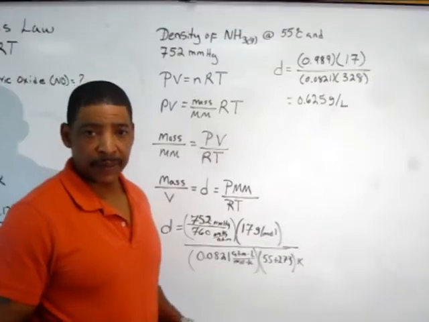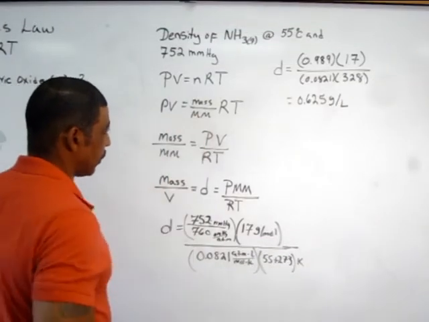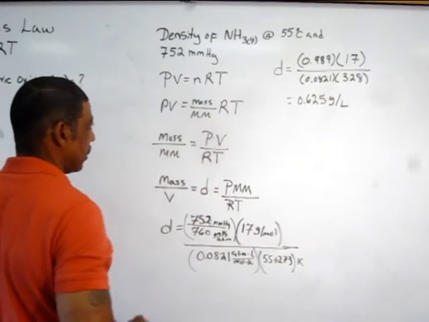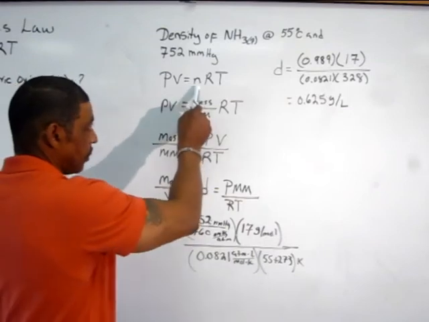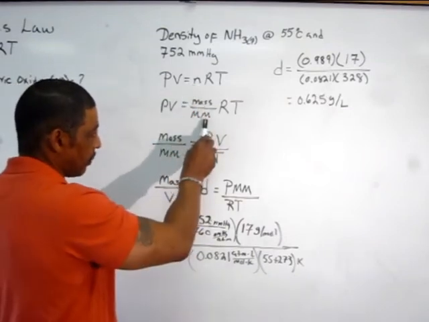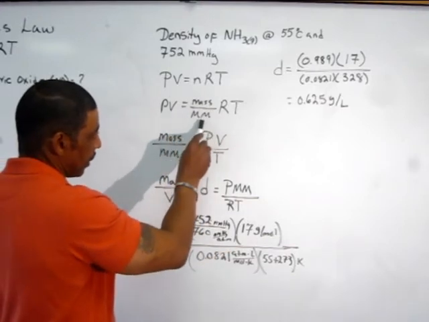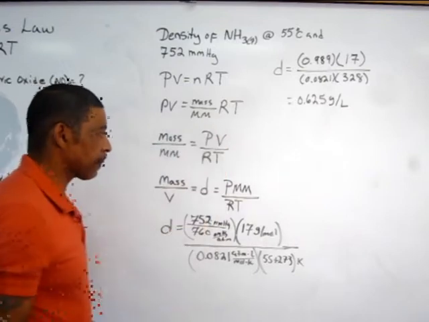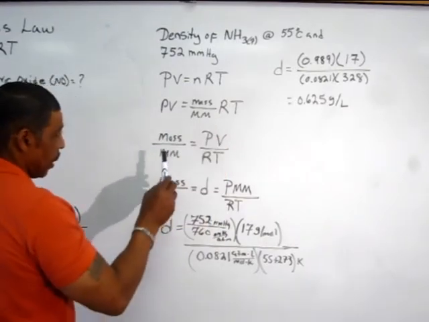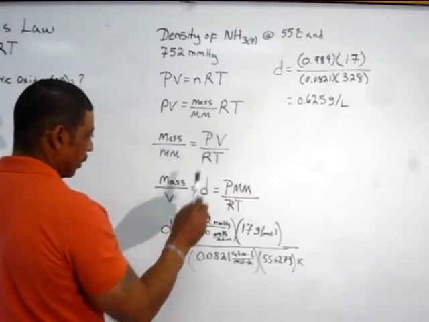This practice problem may be easily solved by rearranging the ideal gas equation first, where PV is equal to nRT. And of course, n represents the moles, which may be rewritten as mass over molar mass. This will yield the following. PV is equal to mass over molar mass times RT. Further rearranging the equation, we generate the following, where mass over molar mass is equal to PV over RT.